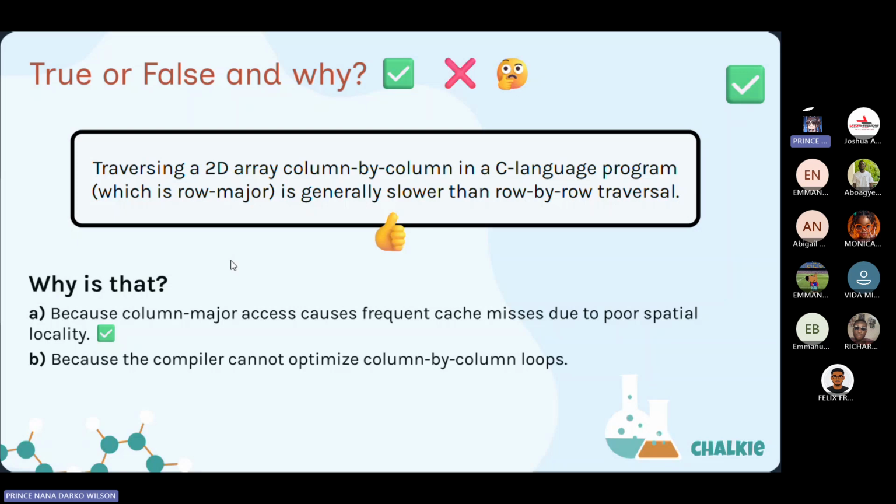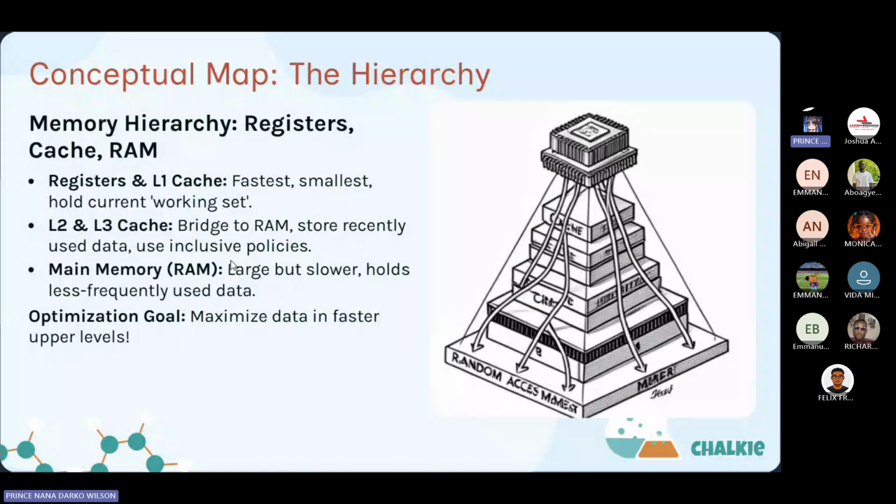So now it says the conceptual map for memory hierarchy. We already know how this works, but this 3D model shows it quite clearly. And then I think it's good that we look at it. So it says memory hierarchy: registers, RAM, cache. Registers and level 1 cache are the fastest, smallest, and they hold the current working set. So they are always holding data that is currently being used, like every single time. While level 2 and level 3, they bridge to the RAM. So they serve as a pathway to the RAM. And then they store recently used data and they use inclusive policies.